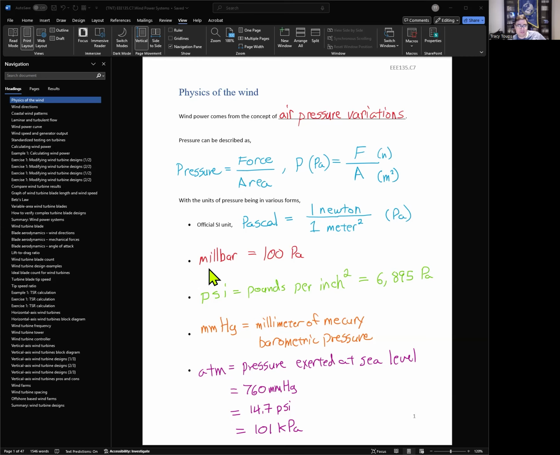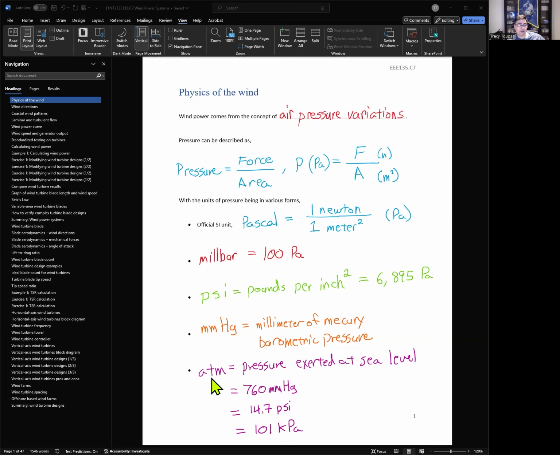More commonly, you'll see other ones. One is a millibar, which is equal to 100 pascals, because the pascal is a very weak unit. In America, we will typically use PSI, pounds per square inch, and this is about 6,895 pascals. Another one you might see is millimeters of mercury. This is a barometric pressure. So you might see a little glass tube with mercury in it, and however much it moves around, that's a pressure difference.